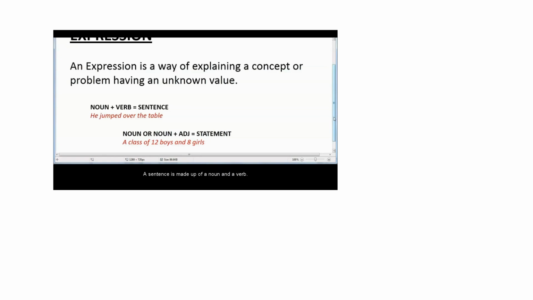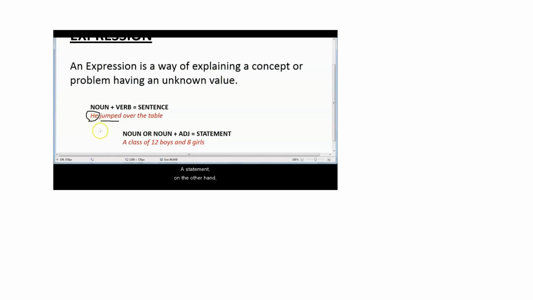A sentence is made up of a noun and a verb. Since a verb is an action word, it means a scenario can be regarded as a sentence only when an action is performed on a noun. Example, he jumped over the wall. This is the action, jump, performed on a noun, he. The action jumped performed by the noun he.